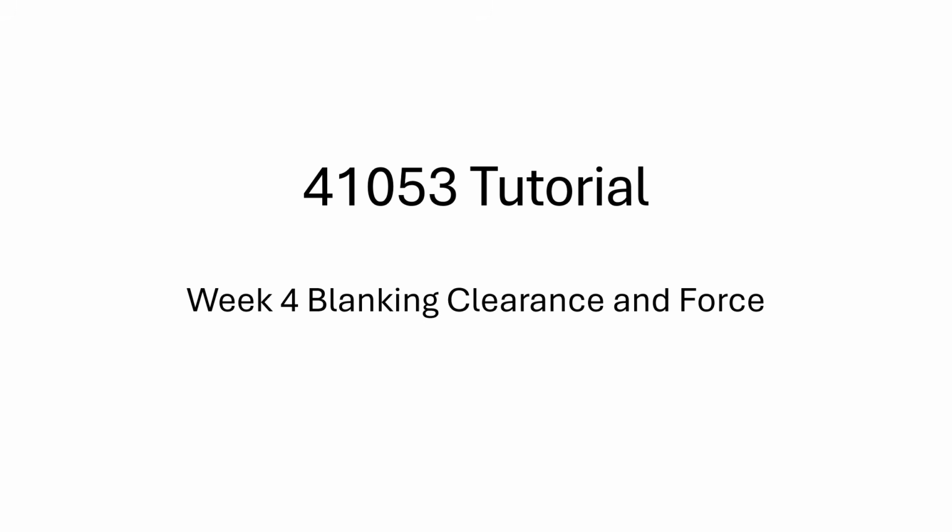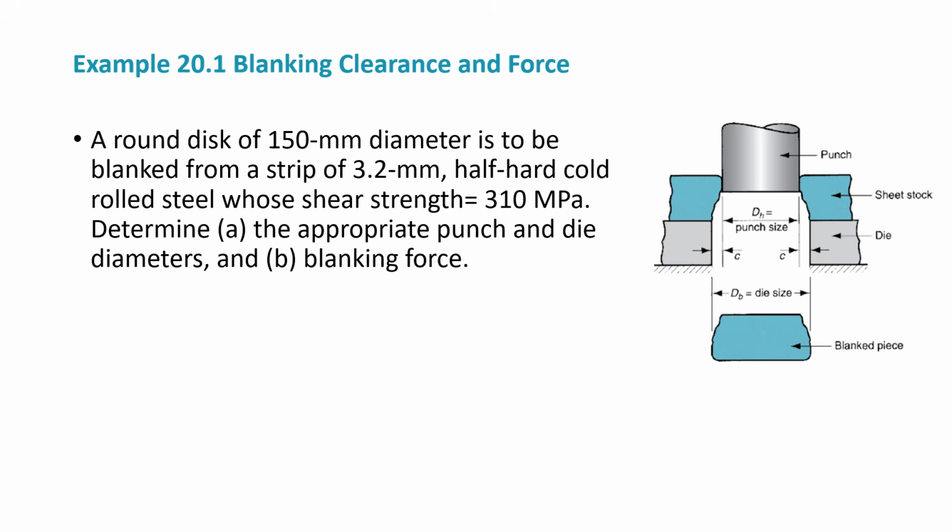Okay, so example number 5 is going to be about the blanking, clearance, and the force. The example says that we have a round disc of 150 millimeter in diameter to be blanked from a strip of 3.2 millimeter thickness, half hard cold rolled steel, whose shear strength is 310 megapascal. We need to determine the appropriate punch and die diameters and the blanking force.